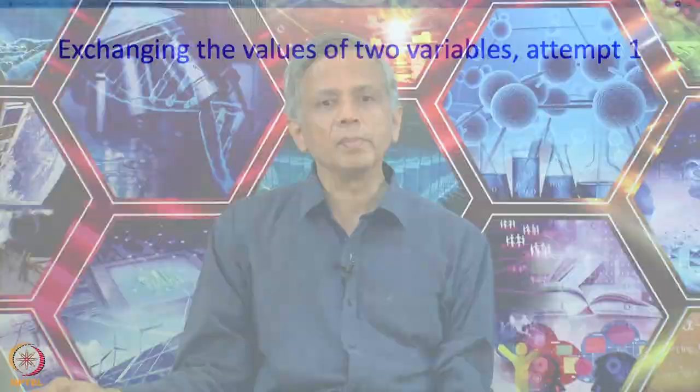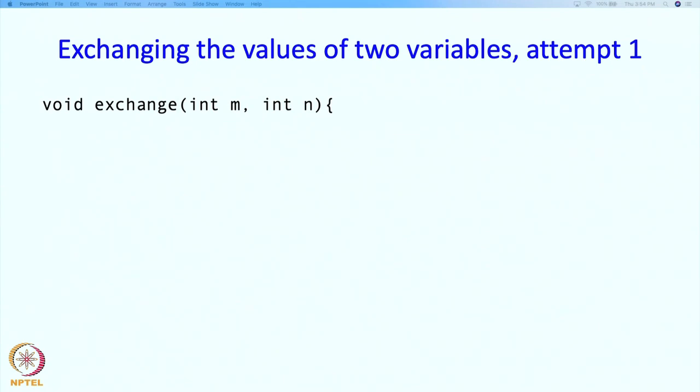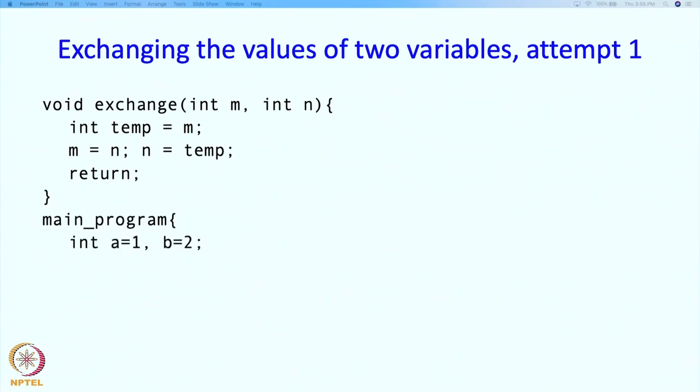So let us come to the problem of exchanging two values. The first attempt. Here is a possible function that I could write. The function could be called exchange, and it takes two parameters, or the call will have two arguments, m and n, the values that I want to exchange. I place the value from m into temp, then I place n into m, and then I place temp into n. So at this point, clearly the values of m and n are exchanged, and I am not expecting to return anything. And presumably in the main program, I can do something like this. I might have int a equal to 1 and b equal to 2. I exchange a, b, and when I print out, I should expect that hopefully a will be 2 and b will be 1.